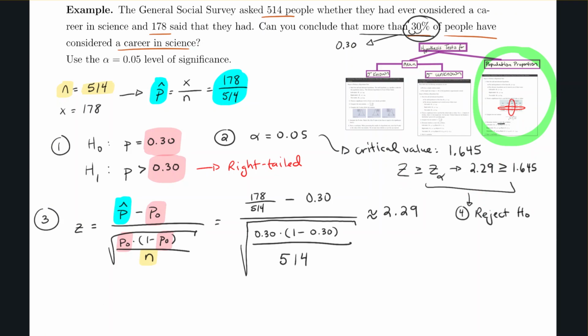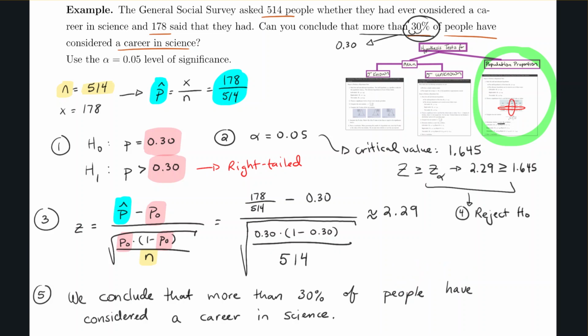Now that we know that we reject H naught, we know our final step is to just formulate a conclusion based on the phrasing of the problem. I'd encourage you to pause the video right now and practice forming that conclusion. Unpause to check your work. And our conclusion would be that we consider that more than 30% of people have considered a career in science.